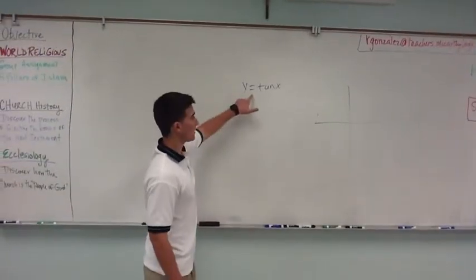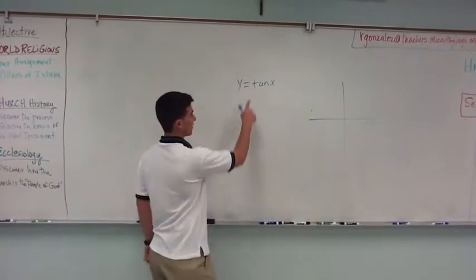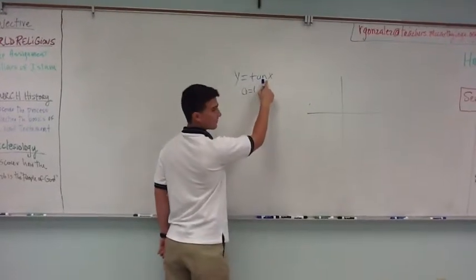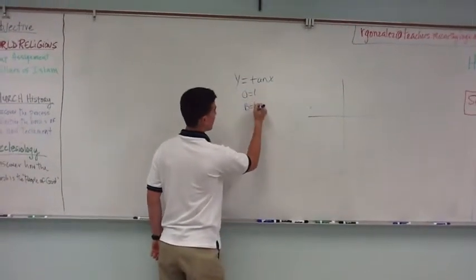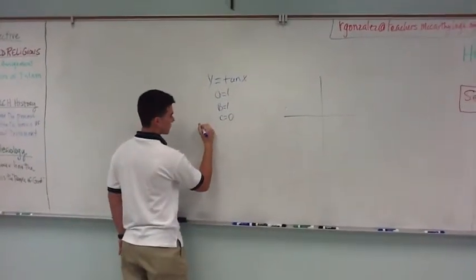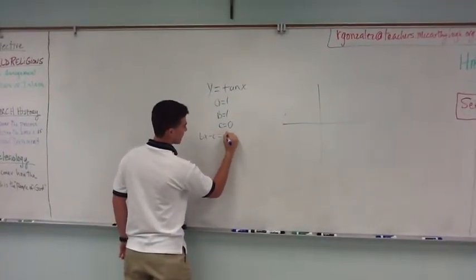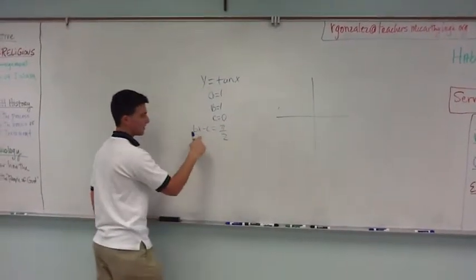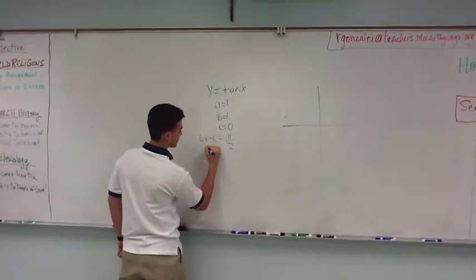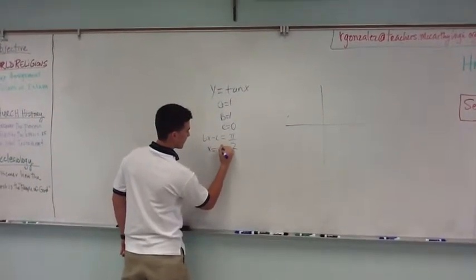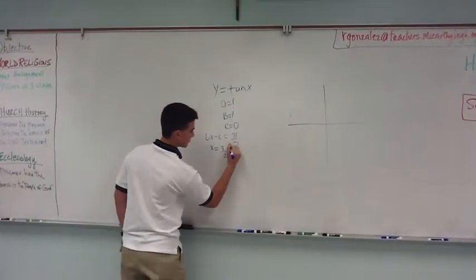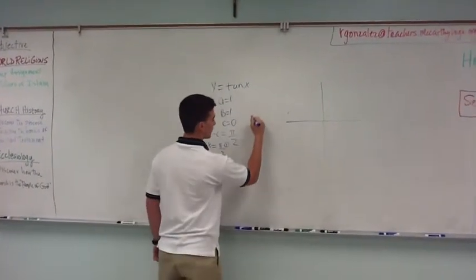All right, the problem is y equals tangent x. There's nothing in front of the tangent, so a is 1. There's nothing in front of the x, so b is 1. And there is no c, so c is 0. To find the first asymptote, you put in the formula: bx minus c is pi over 2. There's no b, so again it's 1. x equals pi over 2 is your first asymptote.